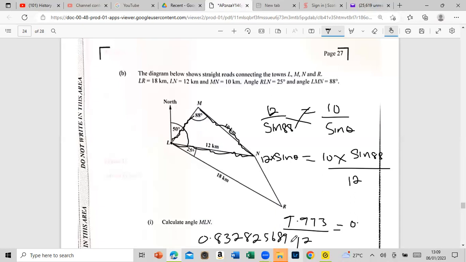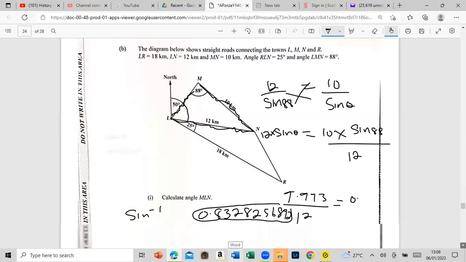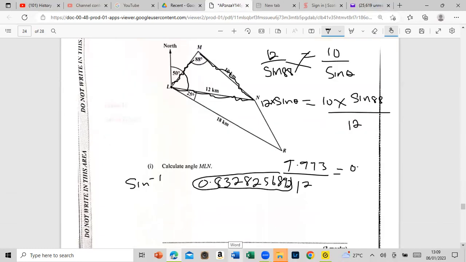0.0282828256892. Why do I do this, guys? The more numbers you have, the more accurate it will be. So all we do now is press shift on your calculator, and go to sine inverse. Press that, enter the number, and it gives you the answer. Let's see how much it works out to.